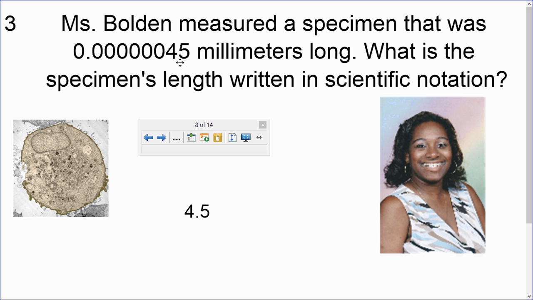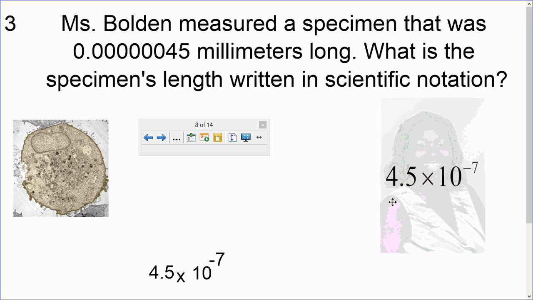So can you count the places over from there to where the 4 is? Let's count. 1, 2, 3, 4, 5, 6, 7. That's right. If you said 7, great, but it's going to be -7 because it's a small number. So that'll be 10 to the -7. So our first part is going to be 4.5, and our second part is going to be 10 to the -7. So if you said your answer was 4.5 times 10 to the -7, nice job.